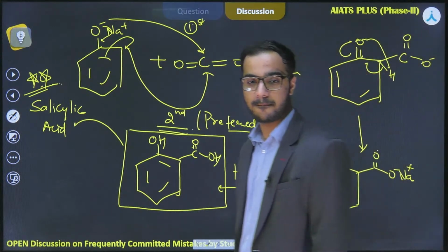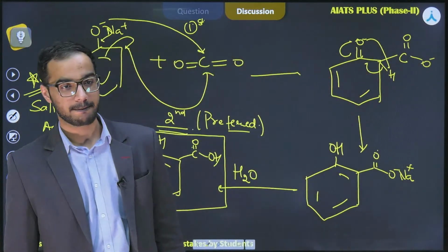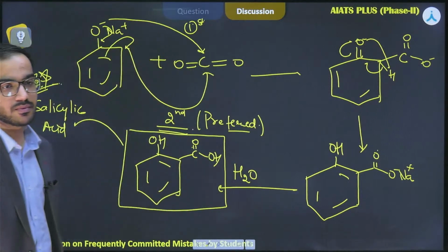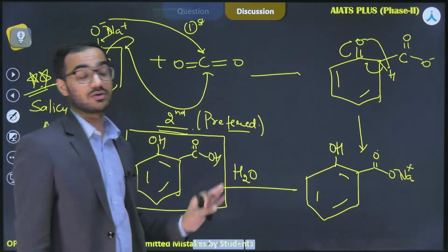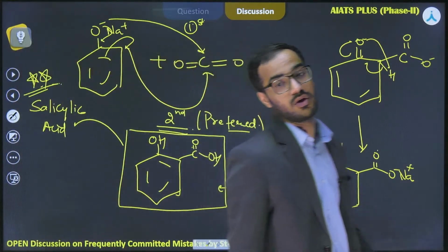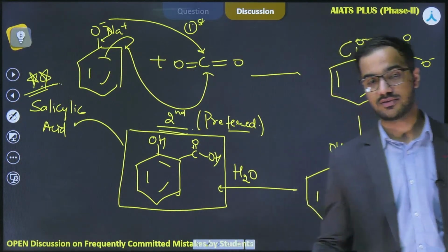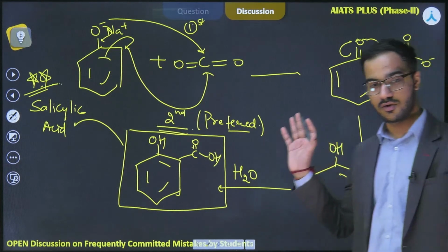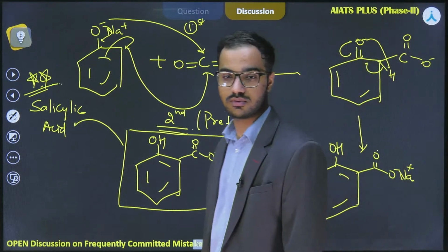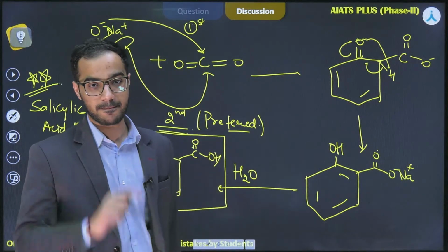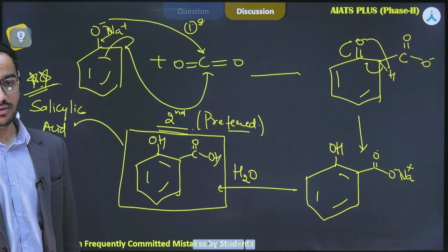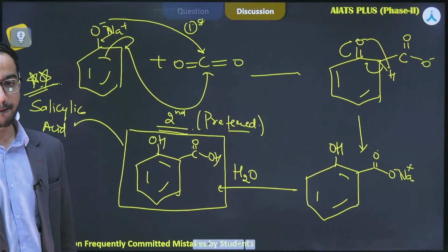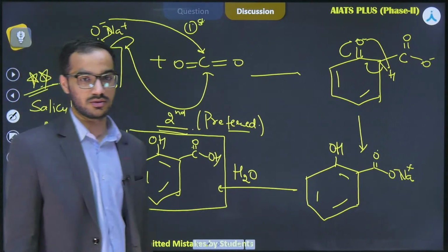Is it clear? So this is the Kolbe reaction of phenol. This is not an electrolysis, this is a Kolbe reaction of phenol. Is it clear? Is it clear? Okay, that's impressive.